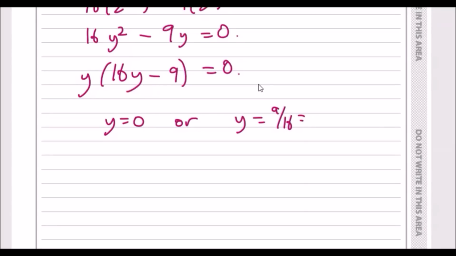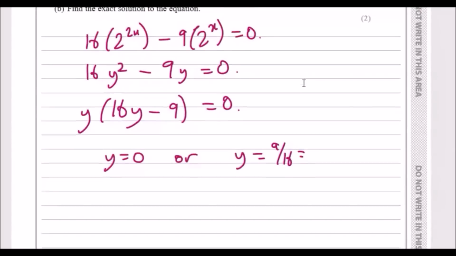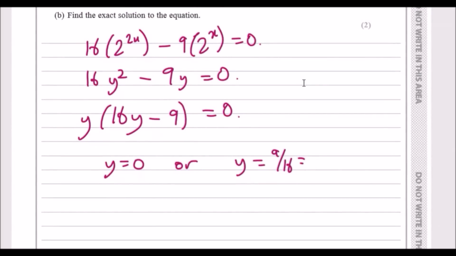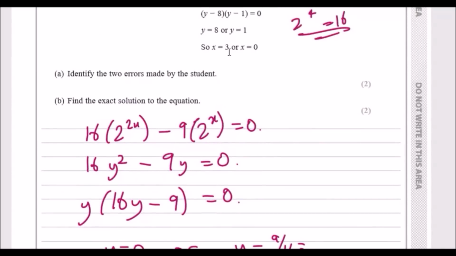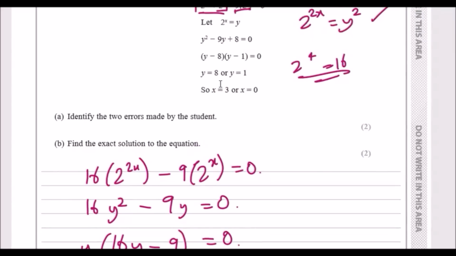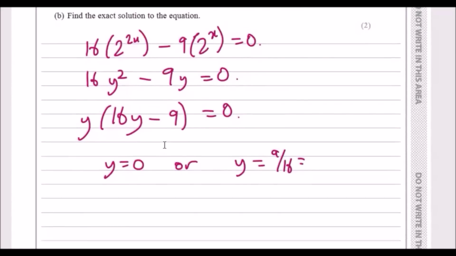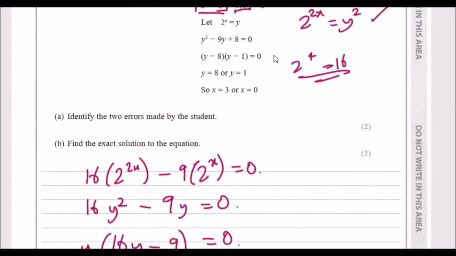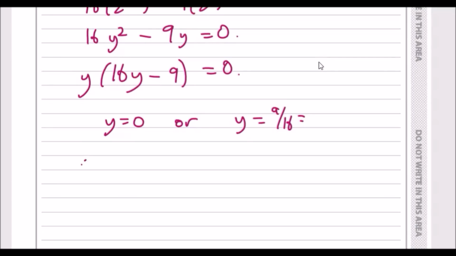And can you simplify that? Yes, I think you can. Oh, no, you can't. Well, just leave it as 9 over 16 actually. Well, let me check my calculator. Yep, 9 over 16 obviously. So since we got 9 over 16, therefore x equals something. So now we just replace the y with the 2 to the power x. So this means therefore, if y is this, that means 2 to the power x is 0, or 2 to the power x equals 9 over 16.